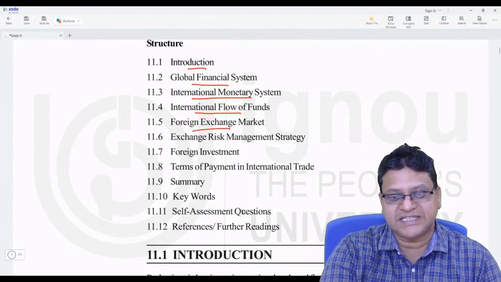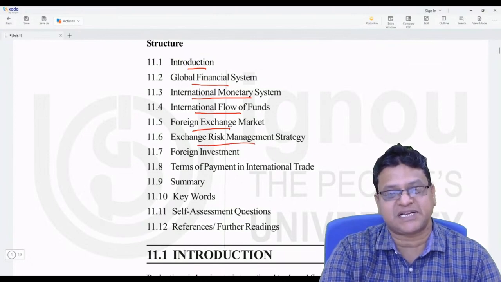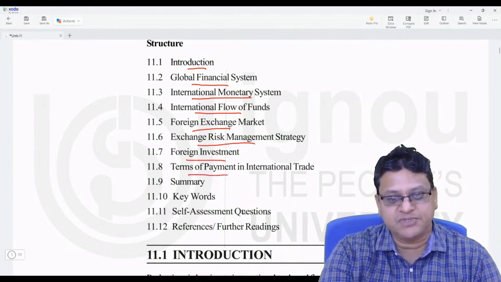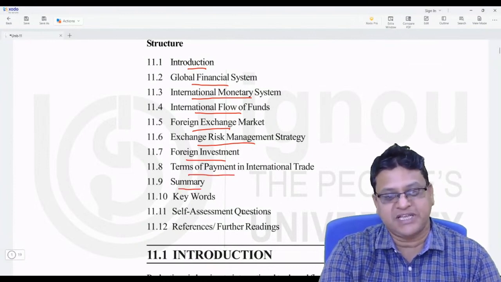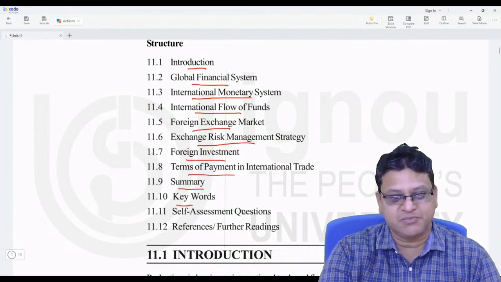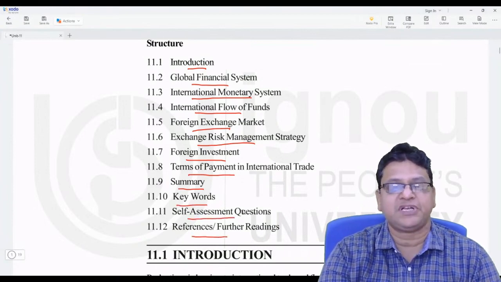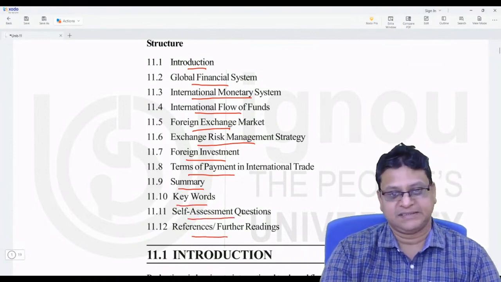Next, we will discuss exchange rate risk management strategy. We will discuss what foreign investment is. What are the terms of payments? Then we will summarize our discussion. We will discuss some keywords. We will have some self-assessment questions and references for further readings.